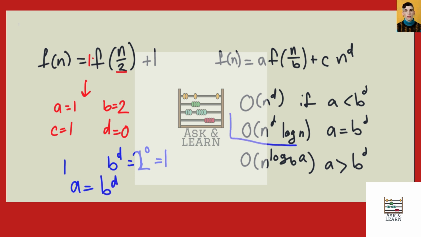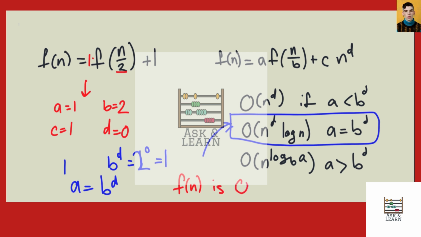So we want to use this big O form, and putting our values in, we'll get that f(n) is going to be big O of n to the power of d, and d was 0, times log n. Okay, well, n to the 0 ends up just being 1, so it's really just big O of log n.